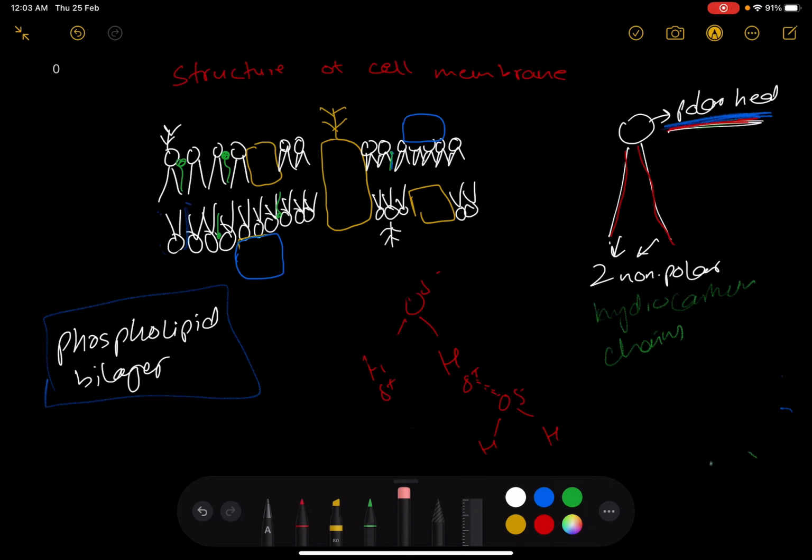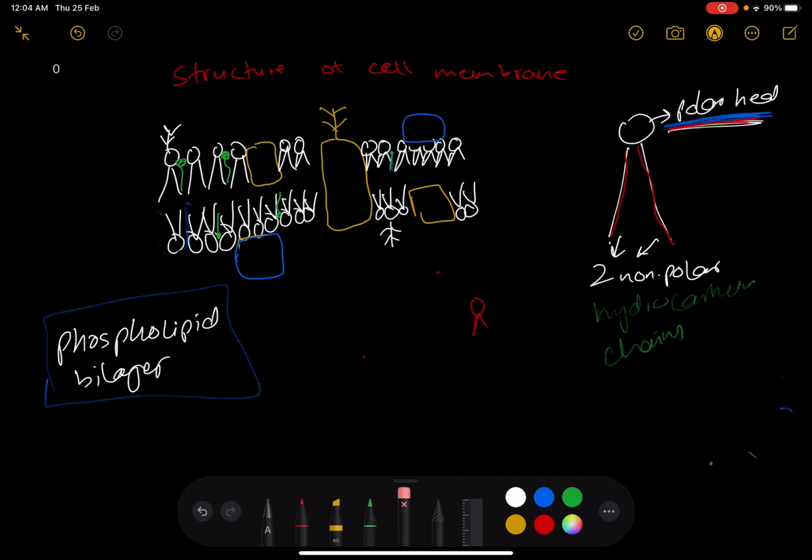So if we take two phospholipid molecules, their polar heads would attract, or we could also say that their tails would attract because they're similar in nature. So that is basically what happens.